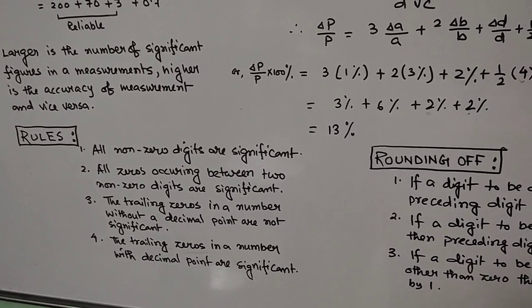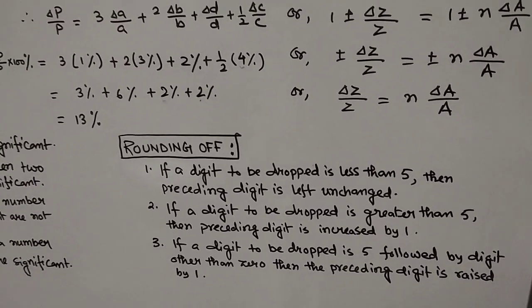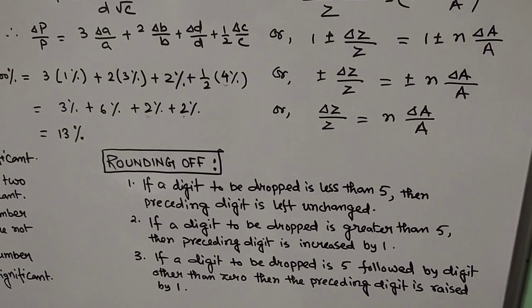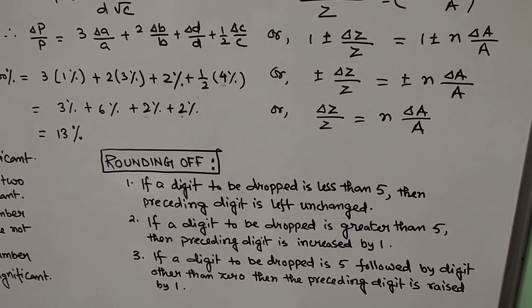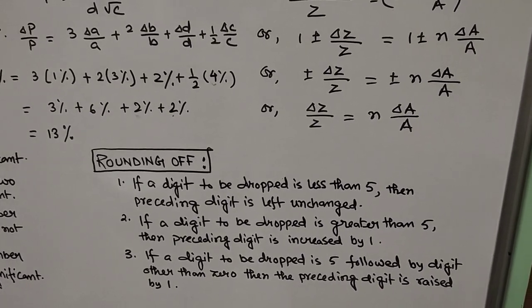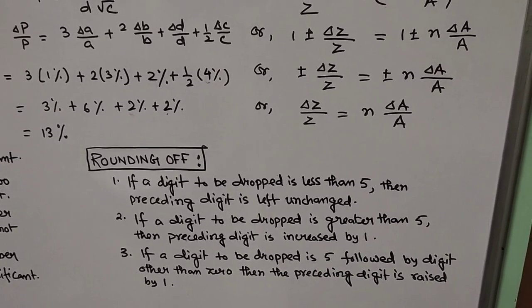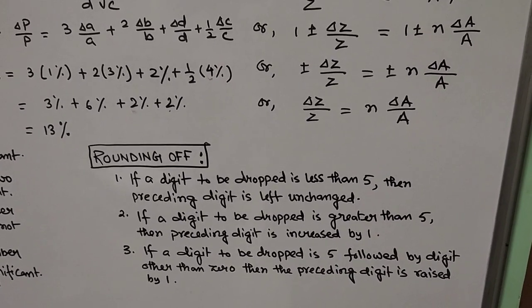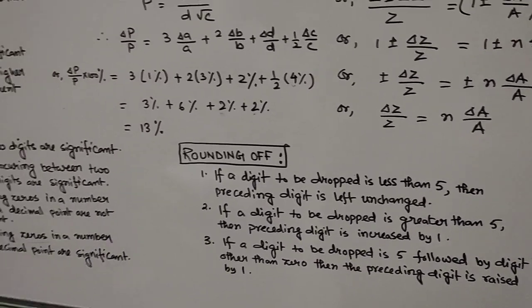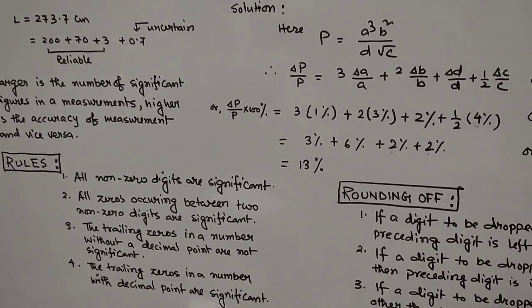Please check it out. Now the rounding off part, this thing you already know from lower class. If a digit to be dropped is less than 5, then the preceding digit is left unchanged. You are not supposed to add 1. If a digit to be dropped is greater than 5, then the preceding digit is increased by 1. So you have to add 1. This is very simple. If a digit to be dropped is 5 followed by a digit other than 0, then the preceding digit is raised by 1. So more points are there in your textbooks. Please go through them. I think you have done it in chemistry class. So it's very easy to understand.